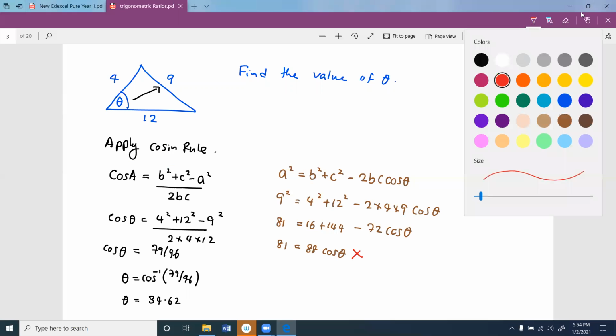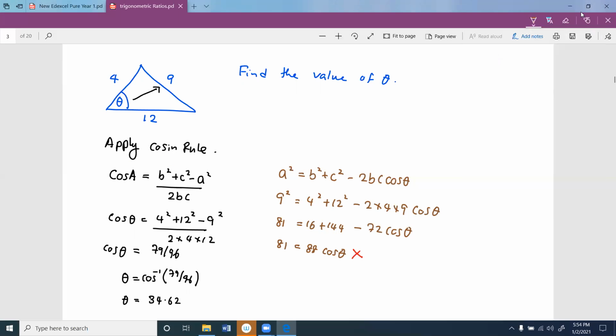If you work it out, 81 equals 16 plus 144, which is 160, minus 72 cos theta. With that, cos theta becomes 81 minus 160, divided by 72, which gives minus 79. So I think I made a mistake over here.